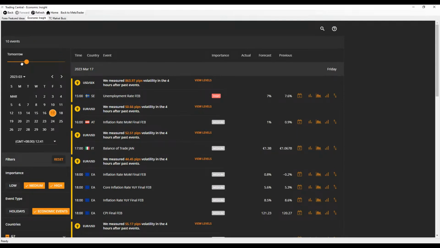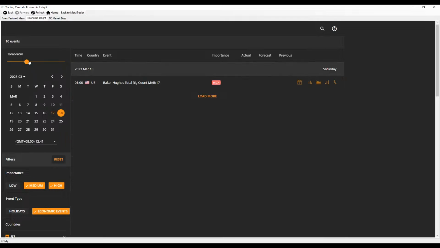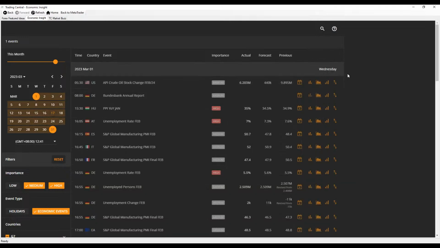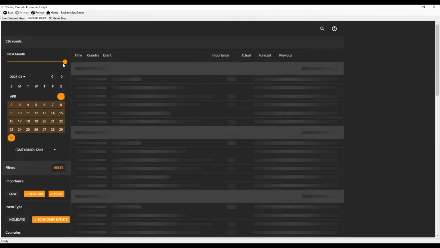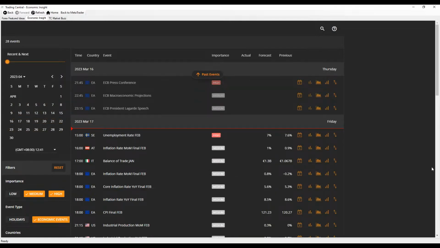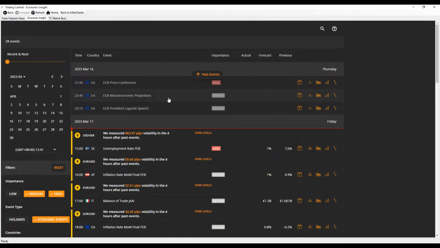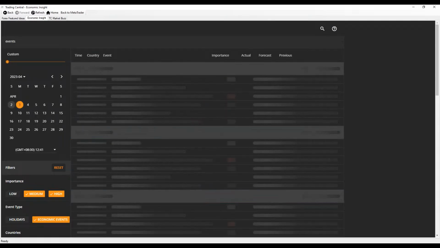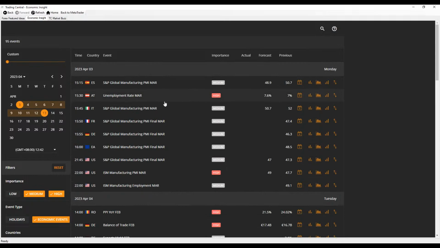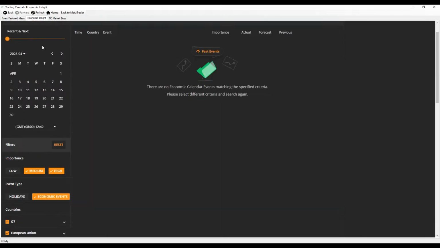You can, of course, change the time that you want to look at: tomorrow, this week, next week, or this month. It really depends on what you want to look at. For this purpose, maybe we just go to the default, which is recent and next. You can see the recent data and then the next data. Aside from that, if you'd like a customized period, you could just click on this button here, go onto the calendar and select a specific date. What you have here is the time frame from what date to what date, and what events are available. So back to recent and next.